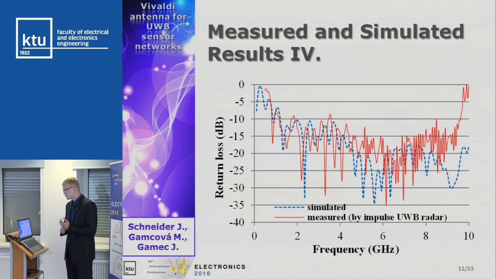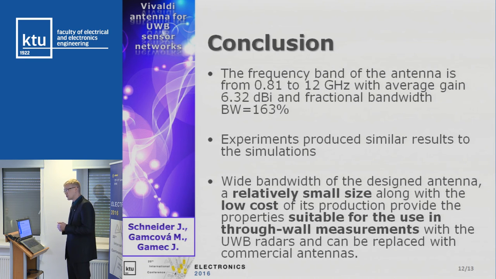From the impulse response, we also obtain the return loss of our antenna. As you can see, we see good agreement up to 5 or 6 gigahertz, and above that there is a low mismatch because of hardware limitations of our radar and noise. So, in conclusion, the antenna works from 810 megahertz to almost 12 gigahertz. Average gain is 6.35. The experiment produced similar results to simulations. The antenna has a small size, suitable for our use in through-wall measurements.